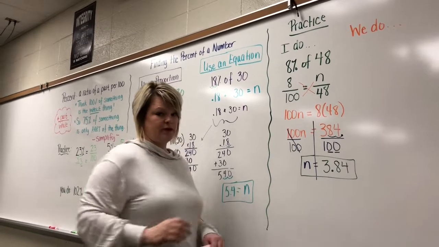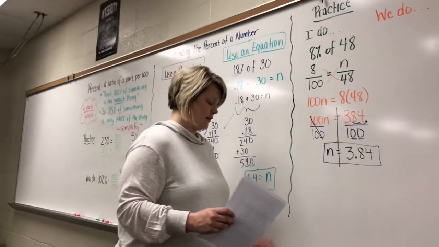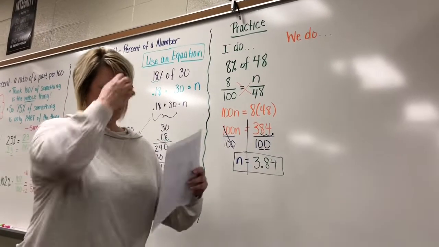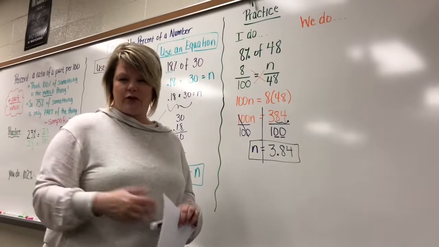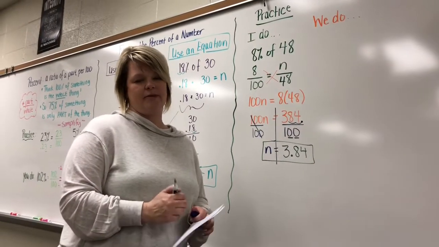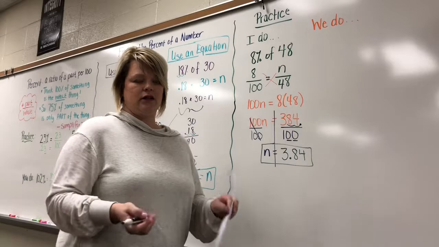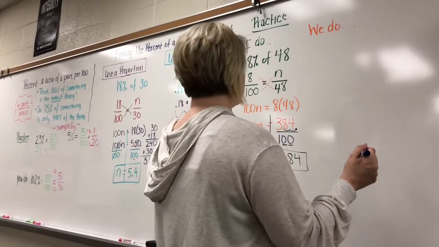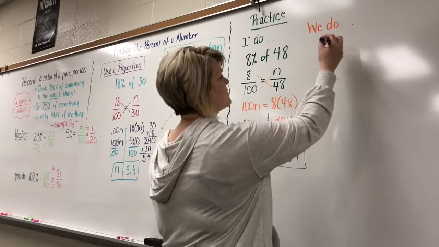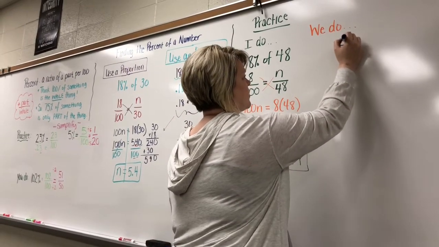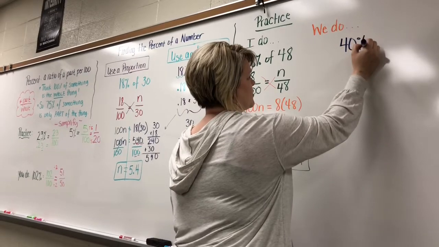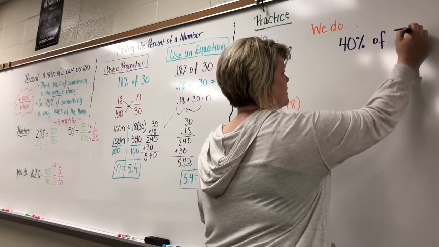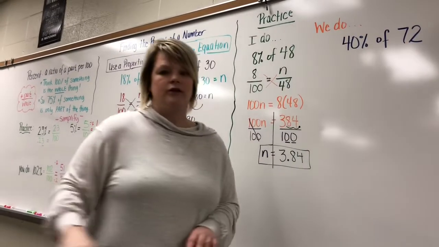Okay, so you watched me do it. Now let's you try. Okay, so on your paper it says using an equation. If you want to practice using an equation, go ahead. I'm going to go ahead and solve it as a proportion. So let's do, I'm going to make one up. Let's do 40% of 72.